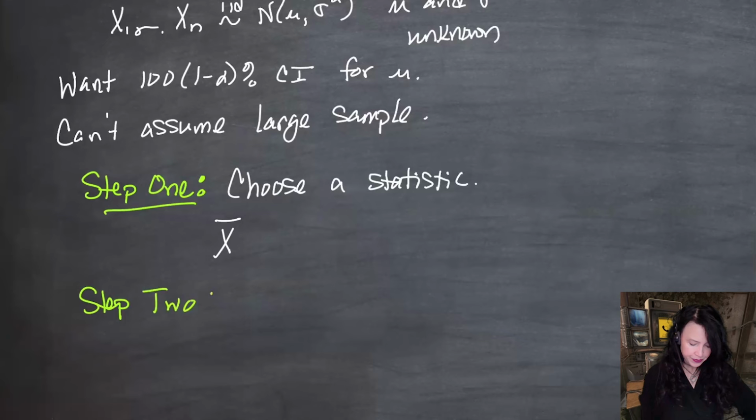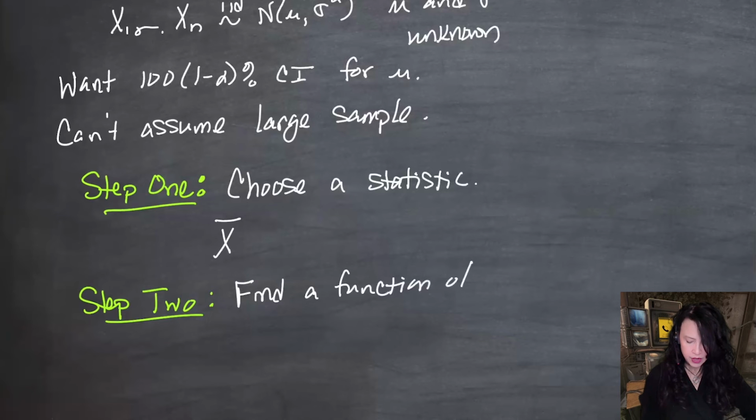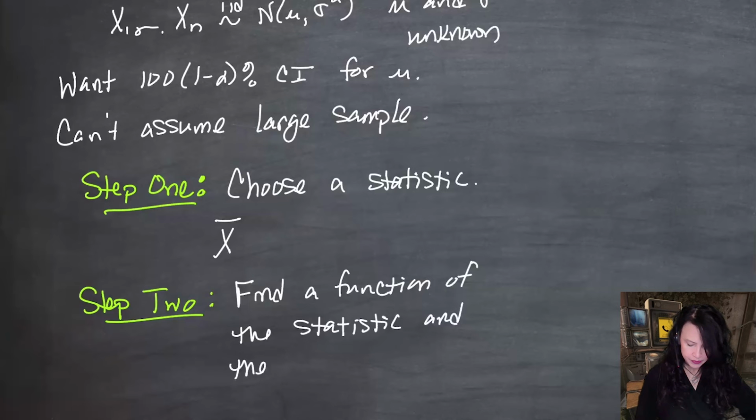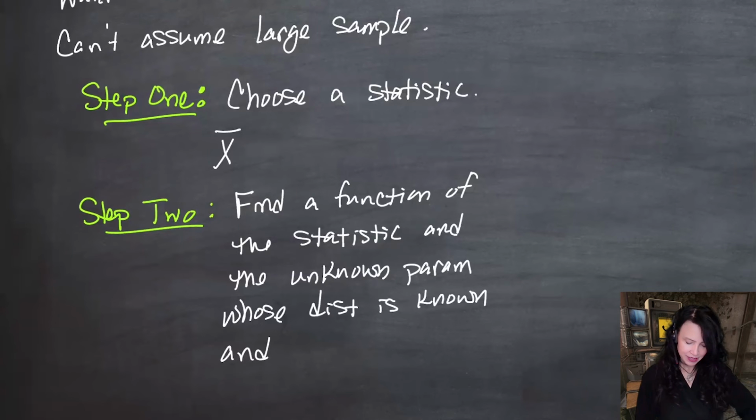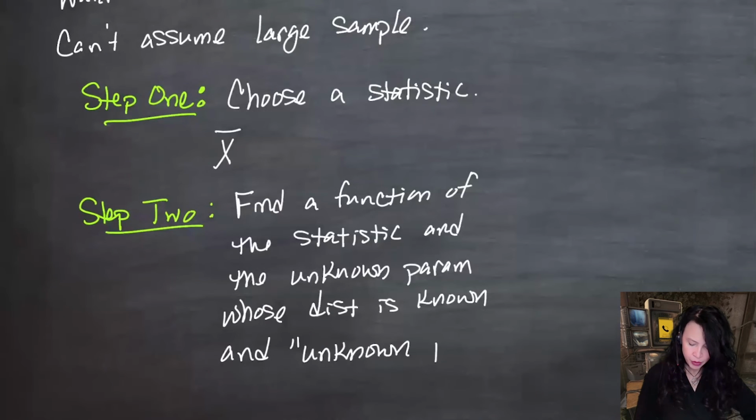Step 2 is going to be to find a function of the statistic and the unknown parameter whose distribution is known, and this is maybe making it sound more complicated, unknown parameter free. What the heck does that mean?